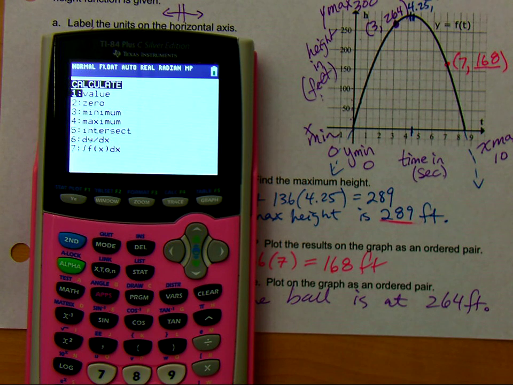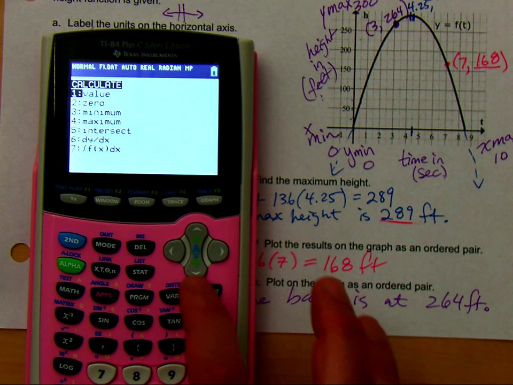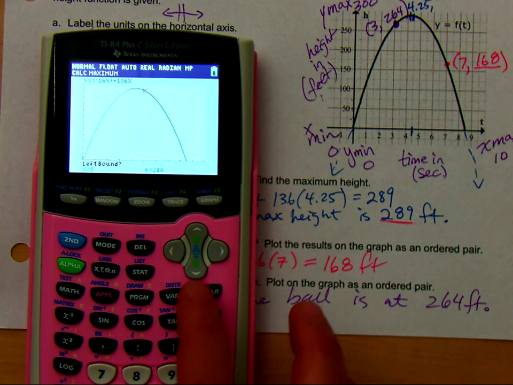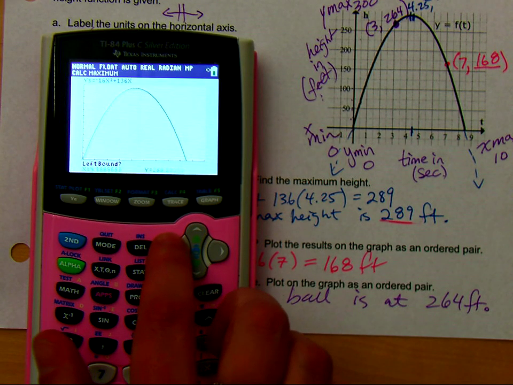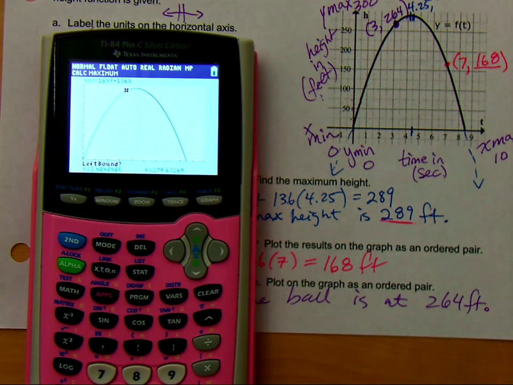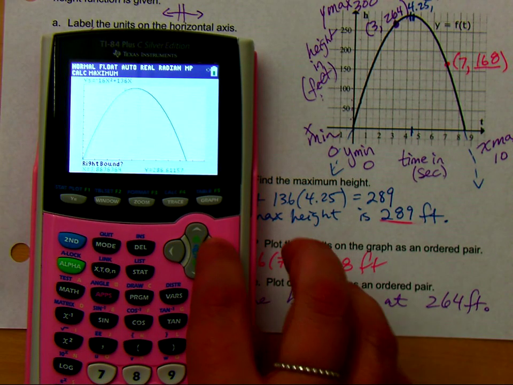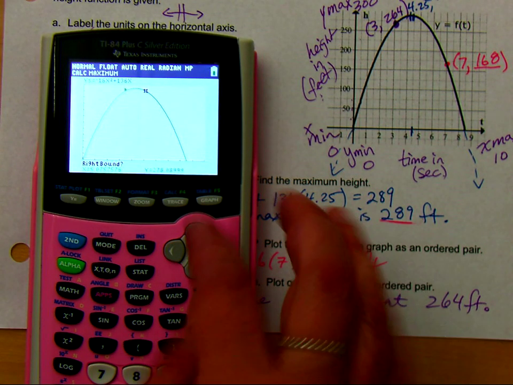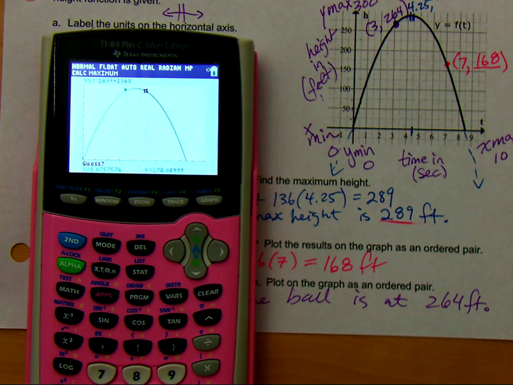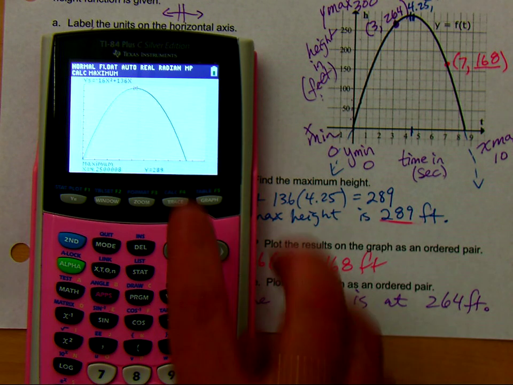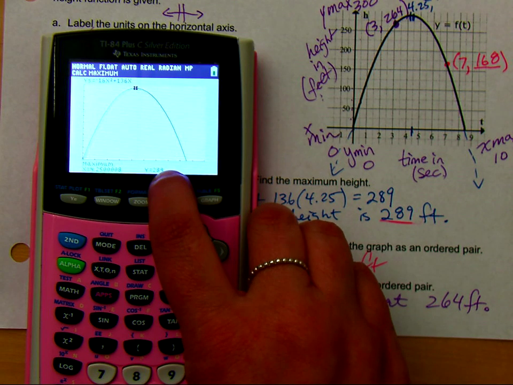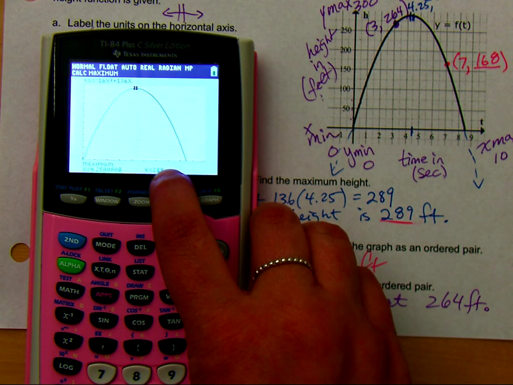How could you find the maximum? What do you think? Well, press 4 for maximum, and then you would go left bound, means go on the left-hand side of the maximum, enter. Go right bound, go on the right-hand side of the maximum, press enter, and then press enter one more time, and it's telling you the maximum is 4.25. Okay, not 4.5. Easy mistake to make, right? And you see the maximum height there, the Y value, 289.